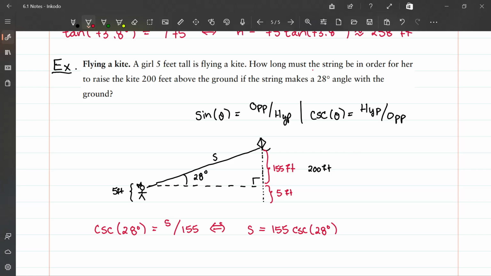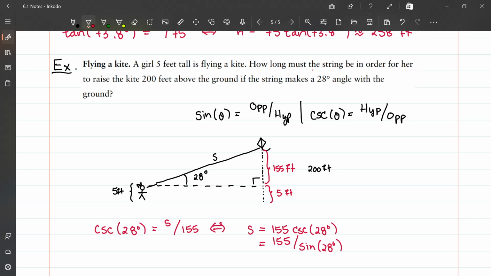Now, if you're looking at your screen right now and thinking to yourself, but Dr. Forrest, I don't know how to do that. I don't have a button for cosecant on my calculator. Don't worry. Remember, cosecant is the reciprocal of sine. It's the whole fact that we introduced, or rather reintroduced back up here. So we could just as easily write this as 155 divided by sine of 28 degrees. And this is very doable in your calculator.